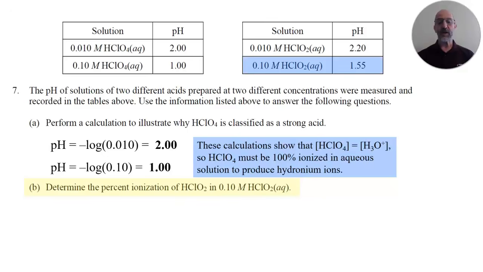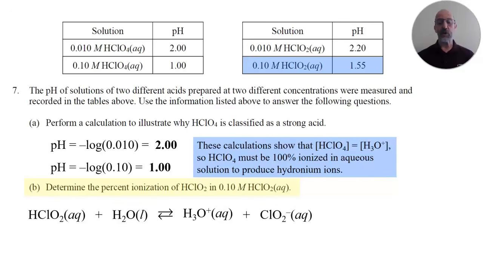So why is it going to be less than 100%? Because not all of that acid completely ionizes in solution. So let's go ahead and take a look at the details. We have the chlorous acid, HClO2, reacting with water to produce the hydronium ion, and then its conjugate base, which is ClO2-, or the chlorite ion.